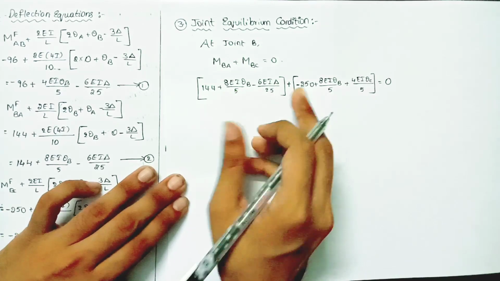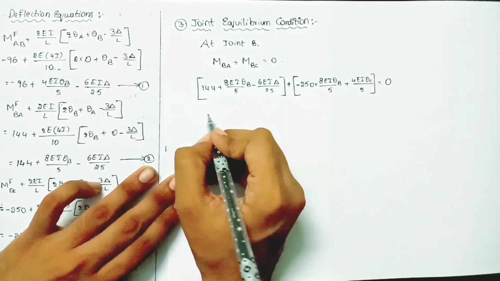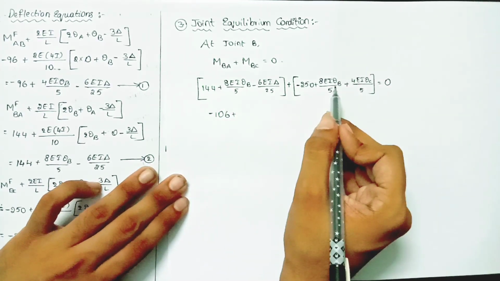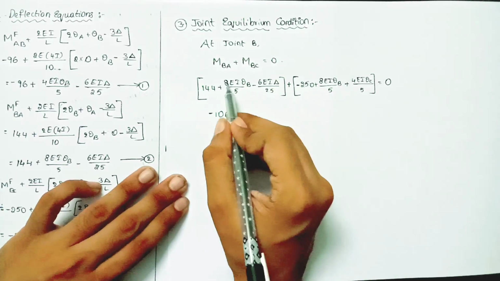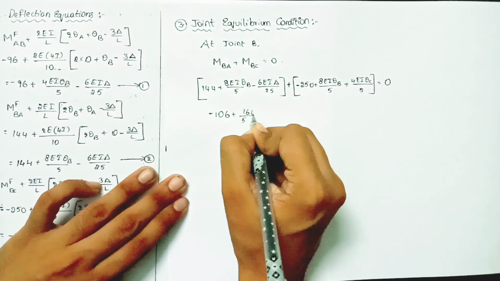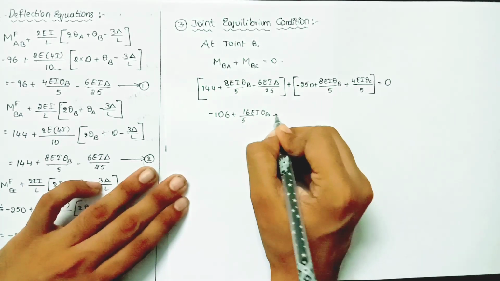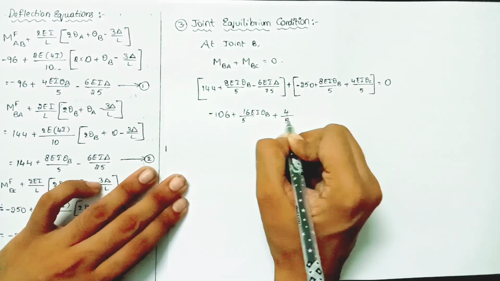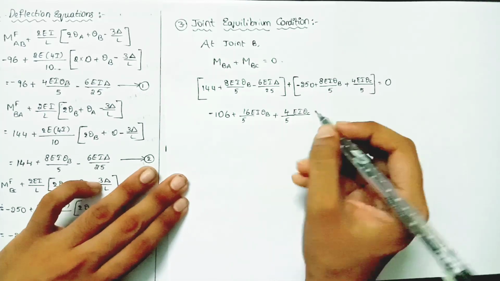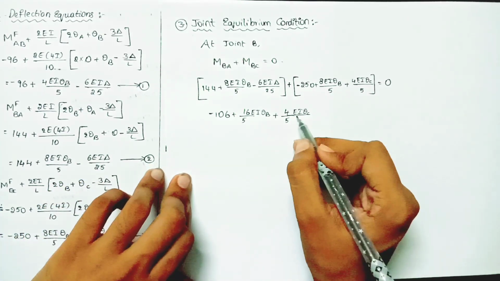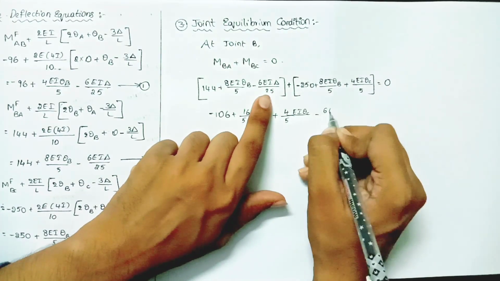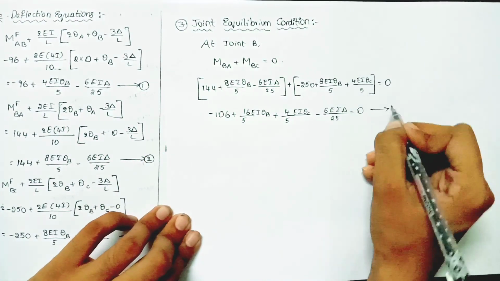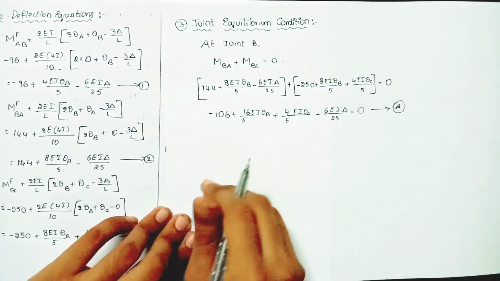Now add both equations. 144 minus 250 is minus 106, plus here there is a theta B term and there is also another theta B term. So I can add these two values, 8 by 5 plus 8 by 5, 16 by 5 EI theta B. There is no theta C term here, but there is a theta C term here, so the same value will be written here, 4 by 5 EI theta C, and last we should write minus 6 EI delta by 25 equal to 0. So let it be equation A.